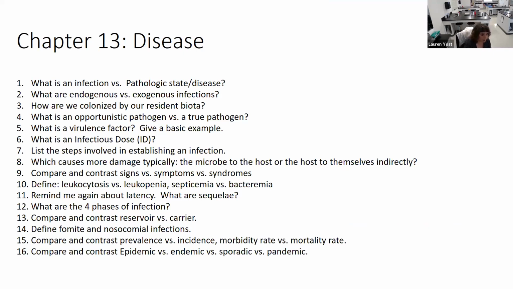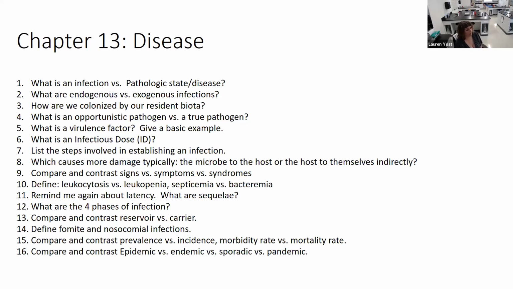All right, starting with chapter 13. What is an infection versus a pathological state or disease? An infection is just whenever you have colonization of microbes in a tissue or an area, typically where they don't belong or they don't exist normally in that number. So pathological state or disease, both of those are referring to the presentation now of some sort of deviation from health. So presentation of negative symptoms that would be representative of a deviation from health.